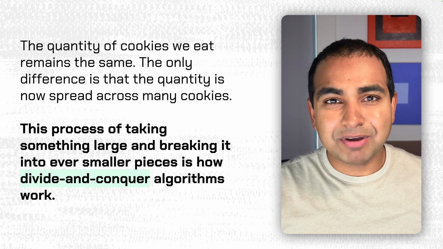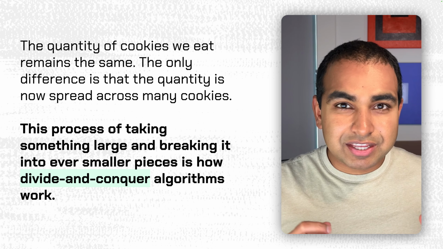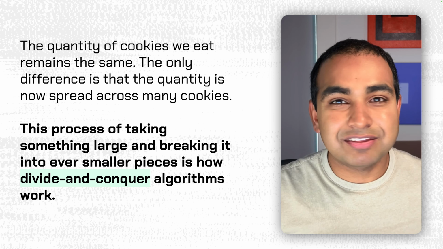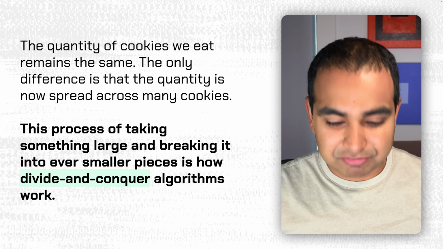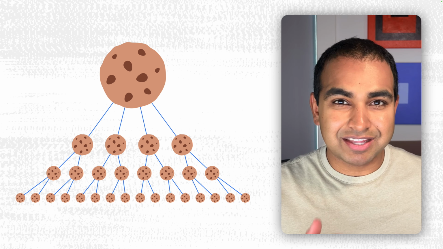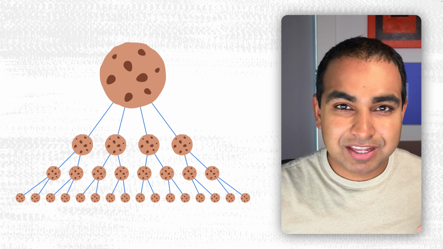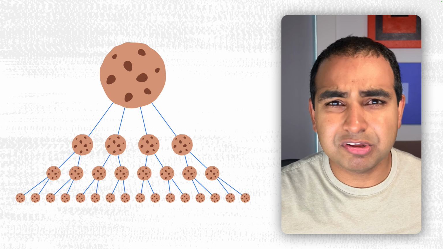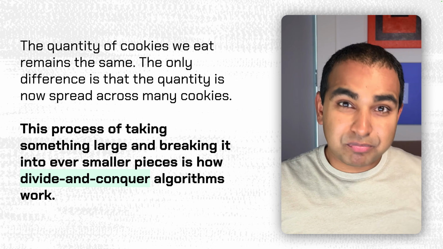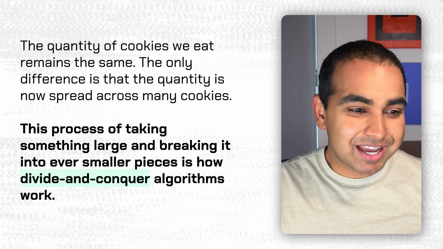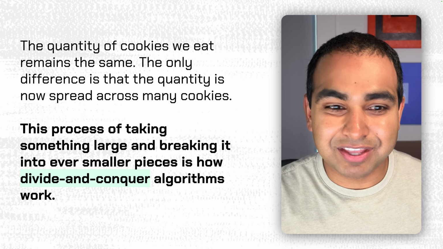The thing to keep in mind is that even though we start with a large cookie and break it into smaller cookies, the quantity or volume of the cookies we're eating remains the same. The only difference is that the amount is now spread across many cookies. So if you think that by breaking it into smaller pieces I'm eating less of the cookie, nope, that is not the case. I'm still eating the exact same amount of cookie. It's just broken up into more bite-sized pieces, which makes it easier for me to quickly get through the full cookie itself. So this process of taking something large and breaking it down into ever smaller pieces is how divide and conquer algorithms work. It's core to how they operate.